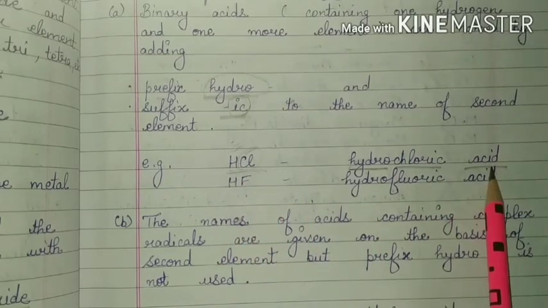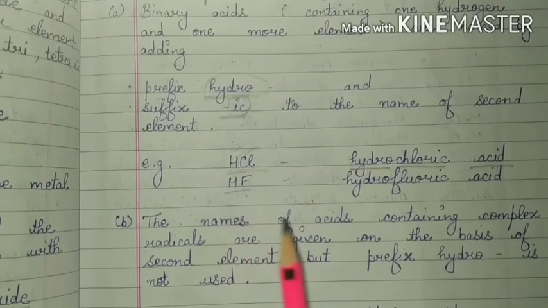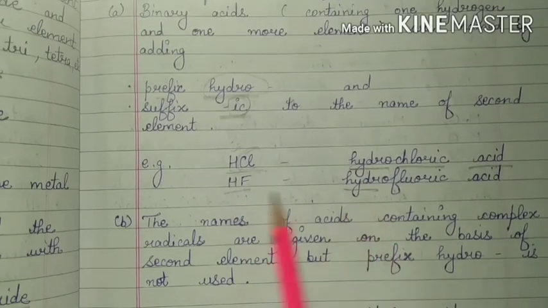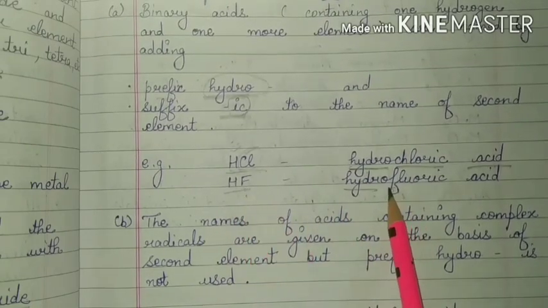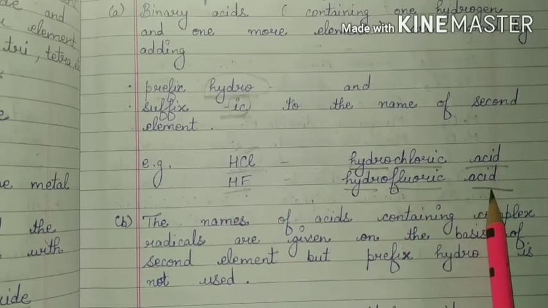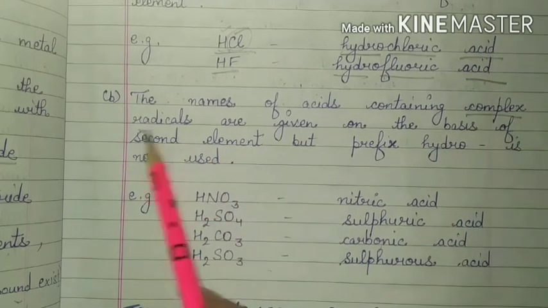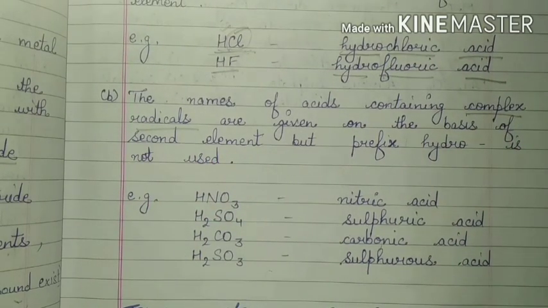hydrochloric acid. Then afterwards, HF is there. Here also we'll write the prefix hydro. Then it is fluorine, so we are writing here fluoric acid. HF is hydrofluoric acid.